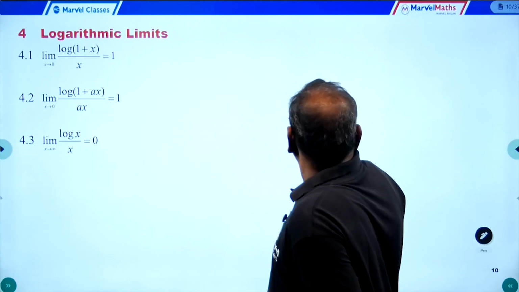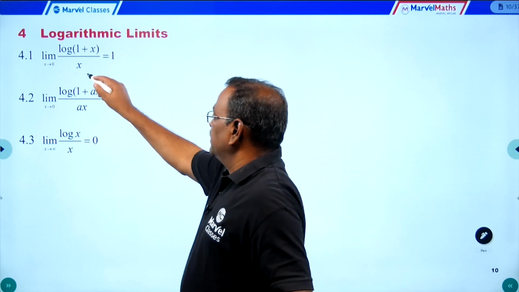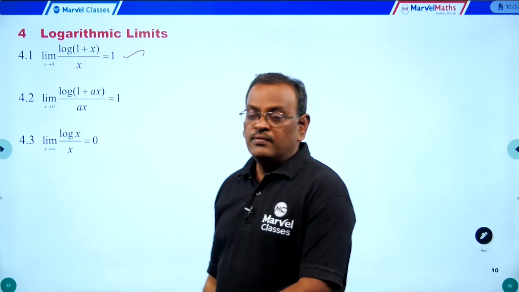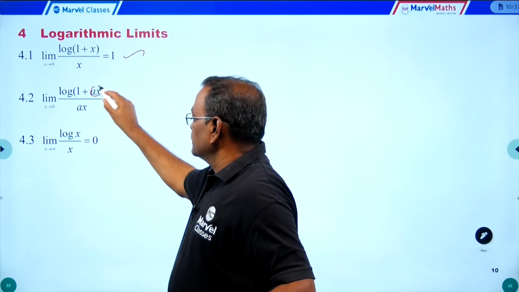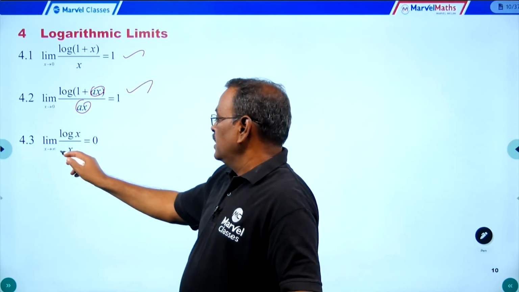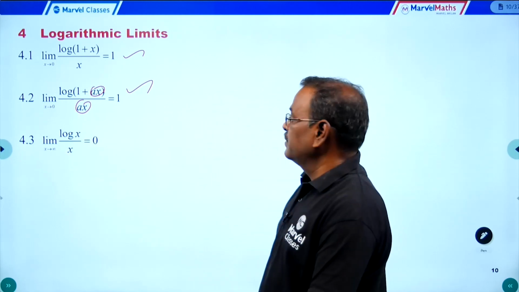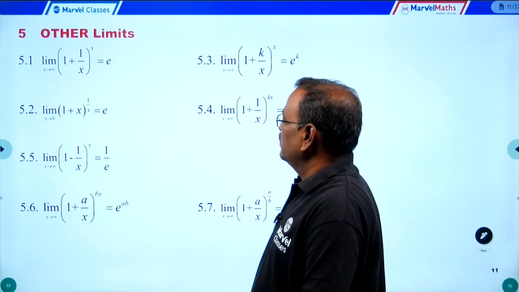And logarithmic limit. Limit x approaches 0, log of 1 plus x by x equals 1. This is a standard formula. And whenever the coefficients are the same, then also the value is 1. And limit x approaches infinity, log x by x equals 0. And you don't need these things.